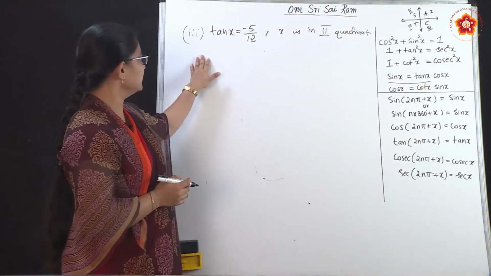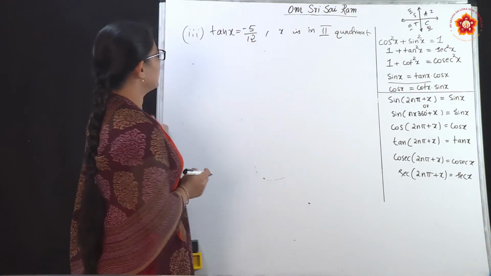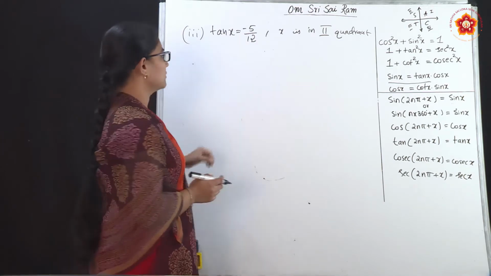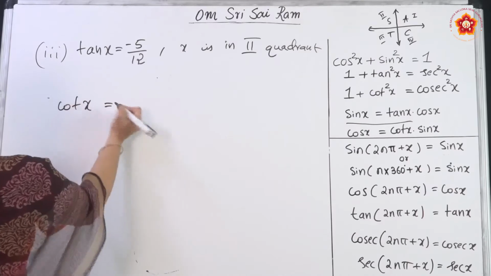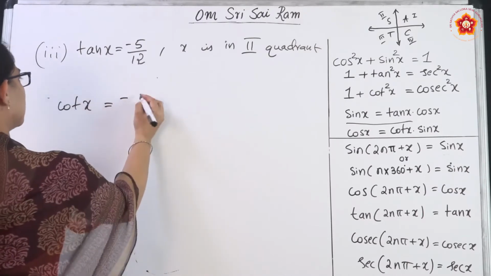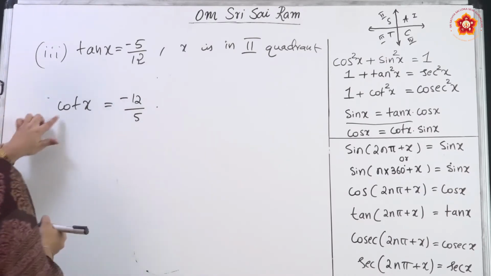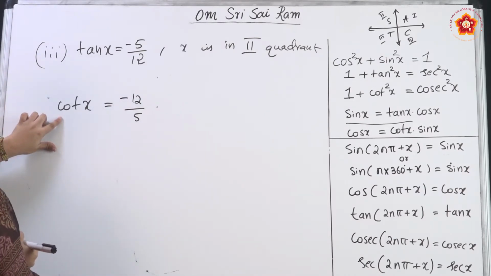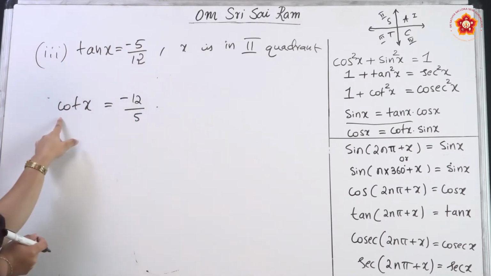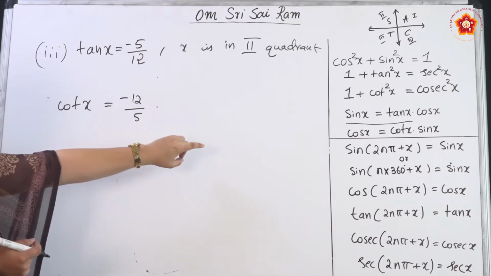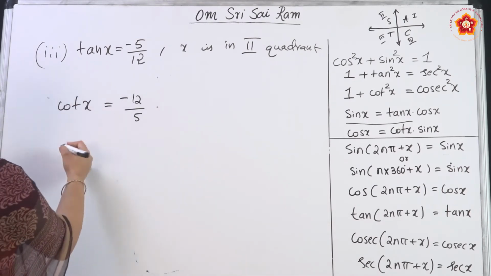Let us take the next problem. We have tan x is equal to minus 5 by 12 where x is in the second quadrant. So tan is given, so we can find cot x is reciprocal of that, minus 12 by 5, correct. Now next what shall we find out? By using the tan x we can find the secant, or by using the cot we can find the cosecant, right. So let us use that one, that is 1 plus tan square x is equal to secant square x.